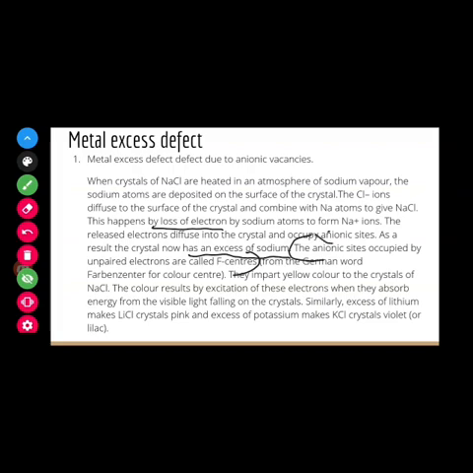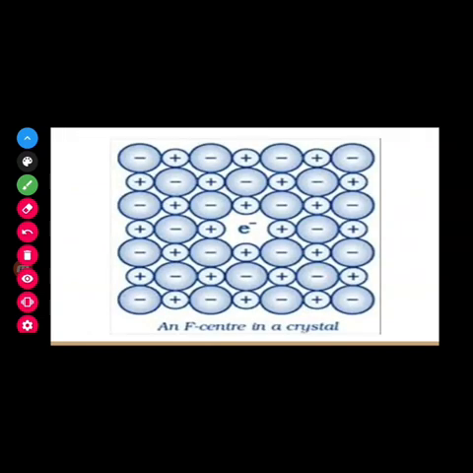This is an important question. Anionic sites occupied by unpaired electrons are called F centers. F is nothing but Farben-Center, which is nothing but color. So this center imparts color to the crystals of NaCl. The color results by excitation of these electrons when they absorb energy from visible light falling on the crystal. If you have lithium chloride, you can see pink color. If it's potassium chloride, you will see lilac color.